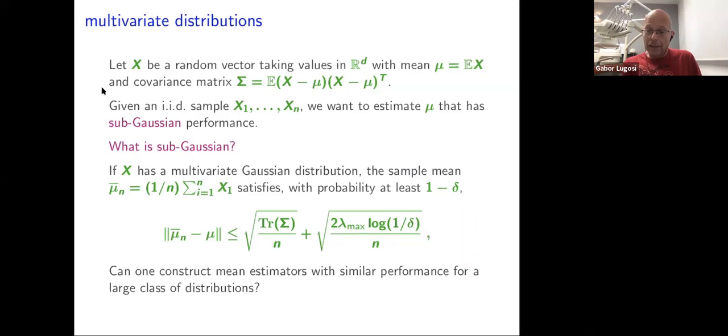Okay, sub-Gaussian performance when the Euclidean norm of the difference between the estimator and the mean is bounded by the maximum or sum of these two terms. The one is proportional to the square root of the trace of the covariance matrix divided by n, and the other is proportional to the square root of the largest eigenvalue times log 1 over delta divided by n. Okay, so the question is, can one construct a mean estimator that has this performance?